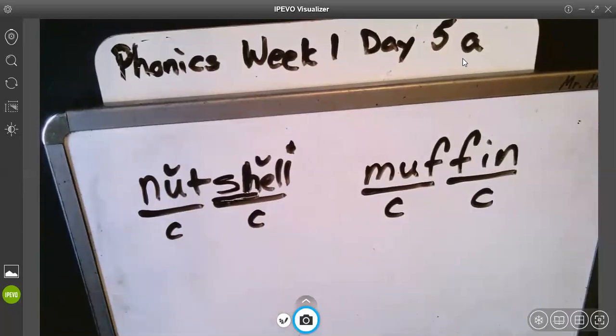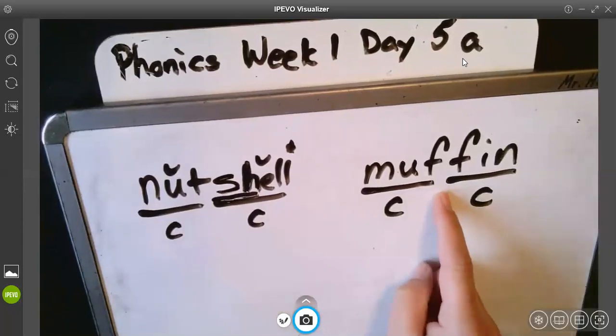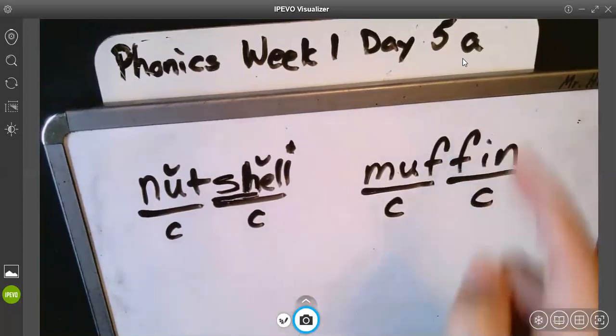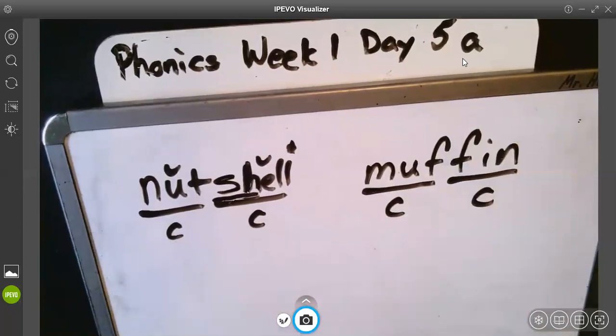If you did the word muffin, muffin, when you have two consonants together, that's where you do the split, unless it's a digraph where they need to stay together, okay? But if they're two of the same, we can split them right there. Both of those are examples of closed syllables. So you can see that is what we're working on today.